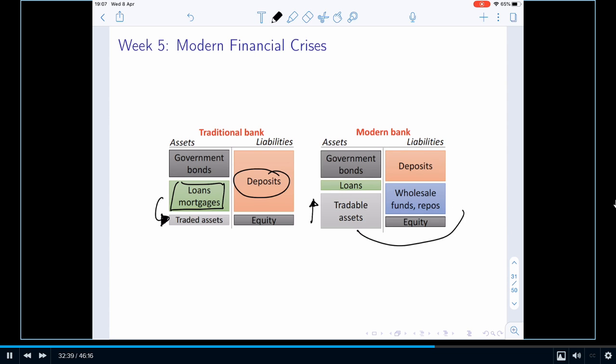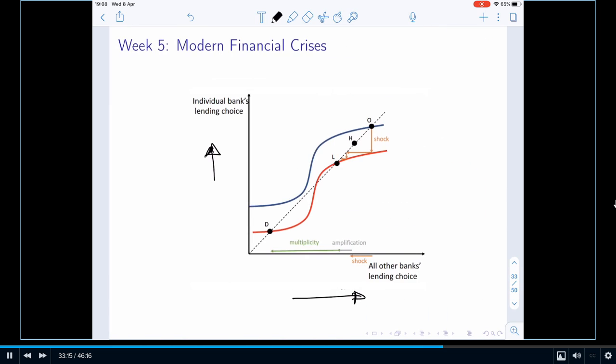I now have more collateral, which means I can obtain more funding from other banks. I can go to them with that more valuable collateral and say, hey, please lend me more money. They lend me more money, which means I can make more loans. But then I can immediately securitize these loans, so then I have more tradable assets. And we kind of have this cycle where if other banks have lent more, that increases my ability to lend more. So that's why we have this upward sloping best response curve.